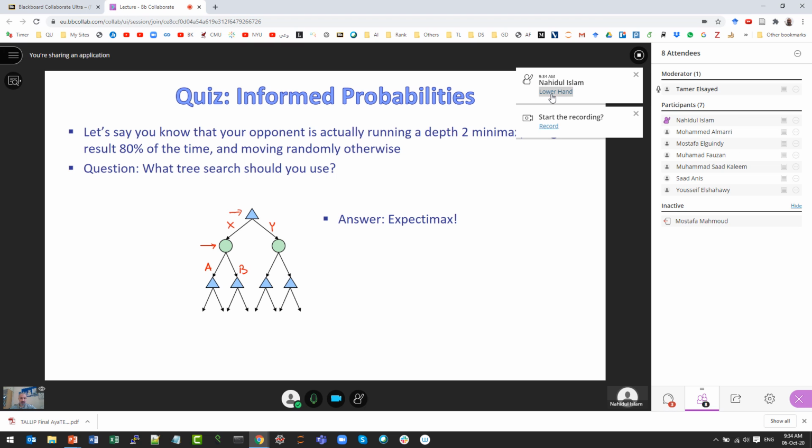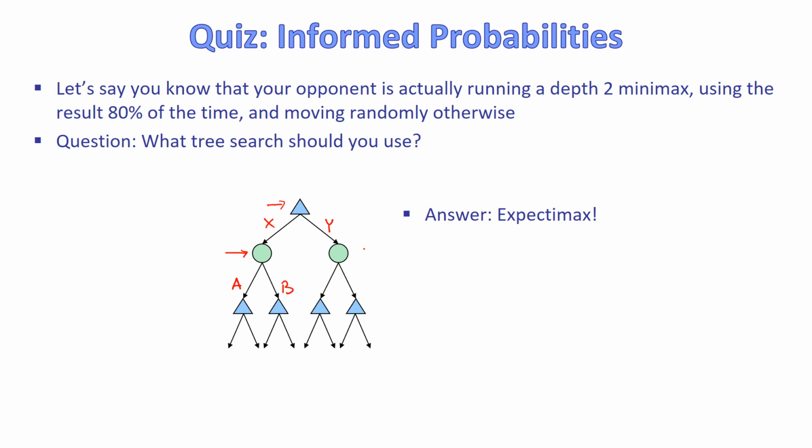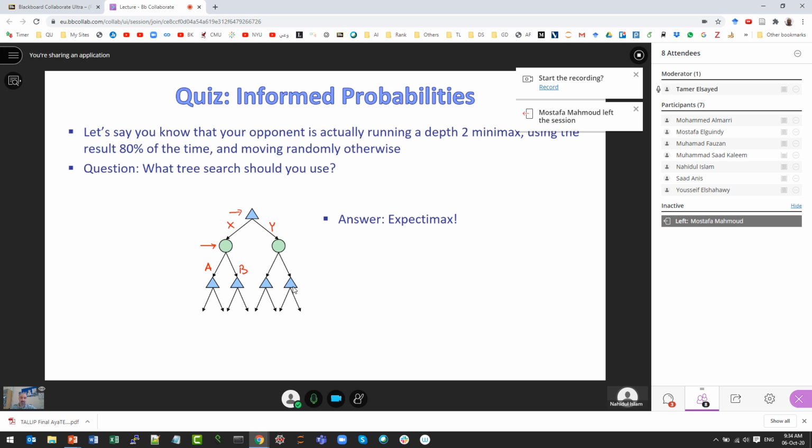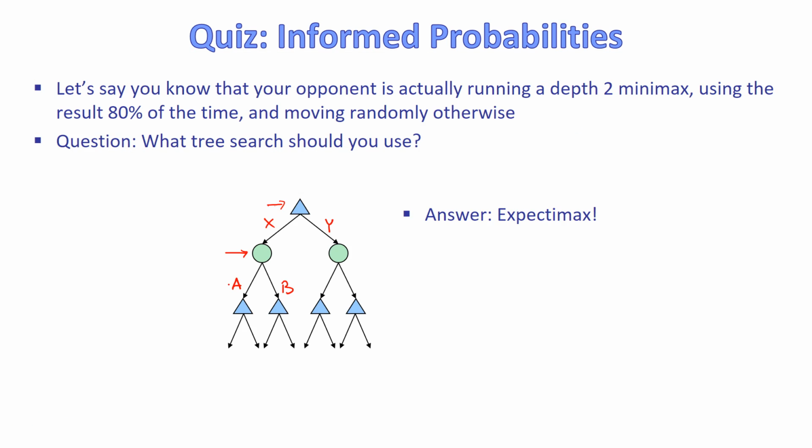Nahed? Yeah, it should be 50-50, right? 50% here, 50% here, because it's completely random. Okay, and with completely random, we assume a uniform distribution. So it will be 0.5 here, 0.5 here, if we only have two possible decisions. Okay, now any question about that?